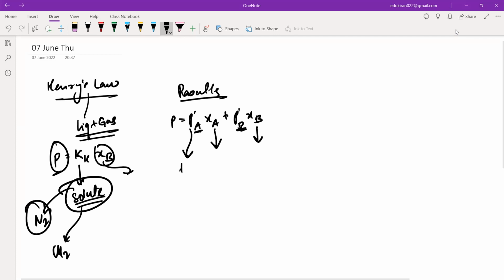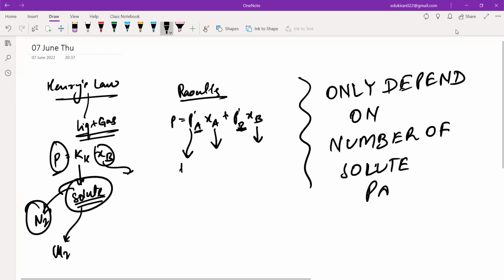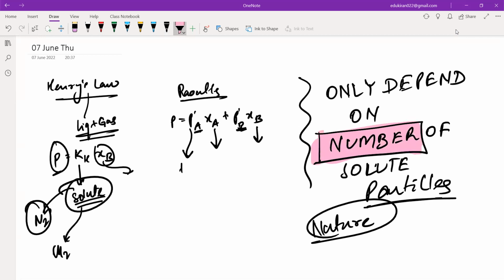But the properties that we are going to study right now are the properties that only depend on the number of solute particles. What do they depend on? Only on the number of solute particles. They don't depend on the nature of solute particles. Number of solute particles.